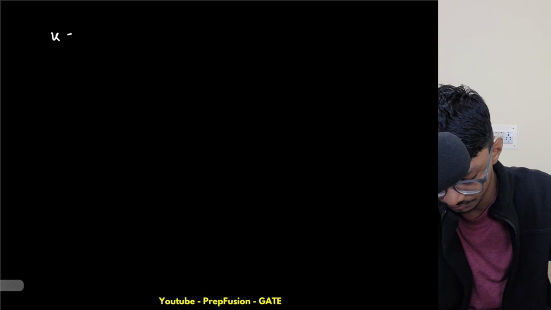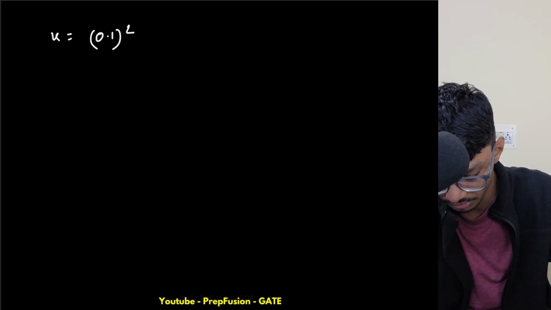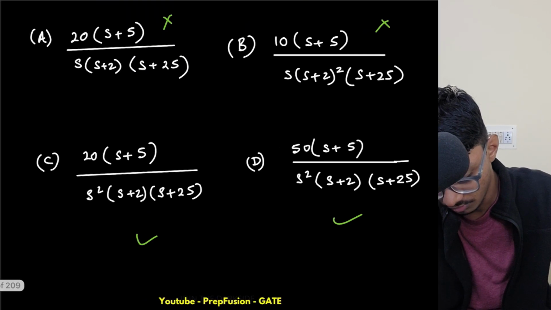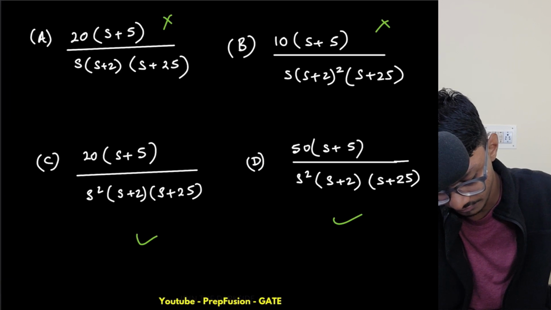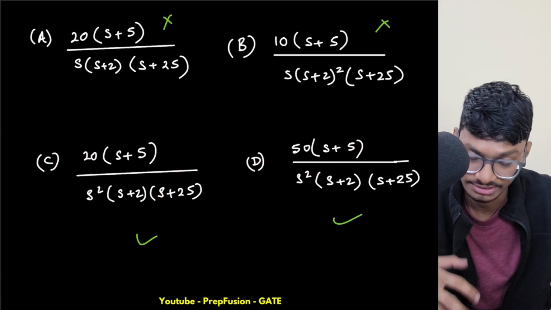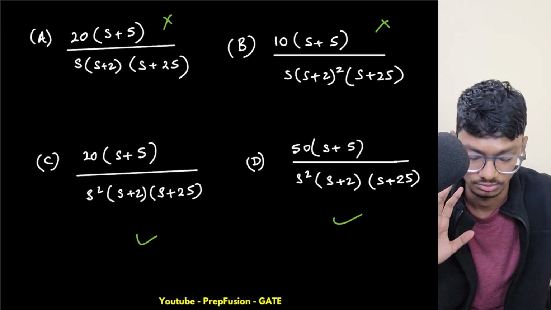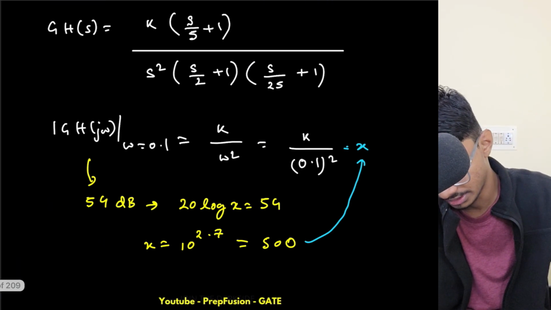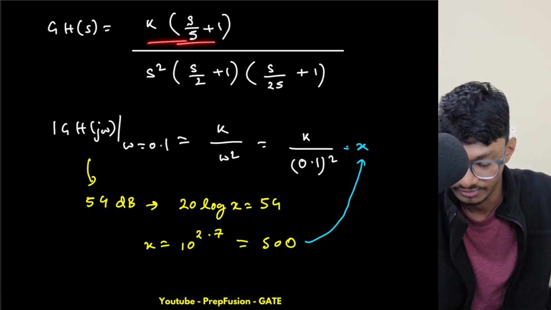So k equals 0.1 square into 500. So it becomes 5. So k is equal to 5. Now 5 isn't even given in the options, because this is not in the standard time constant format. We have to convert this into a simple format. So k is 5, so again we have to multiply by 5 everywhere, right?